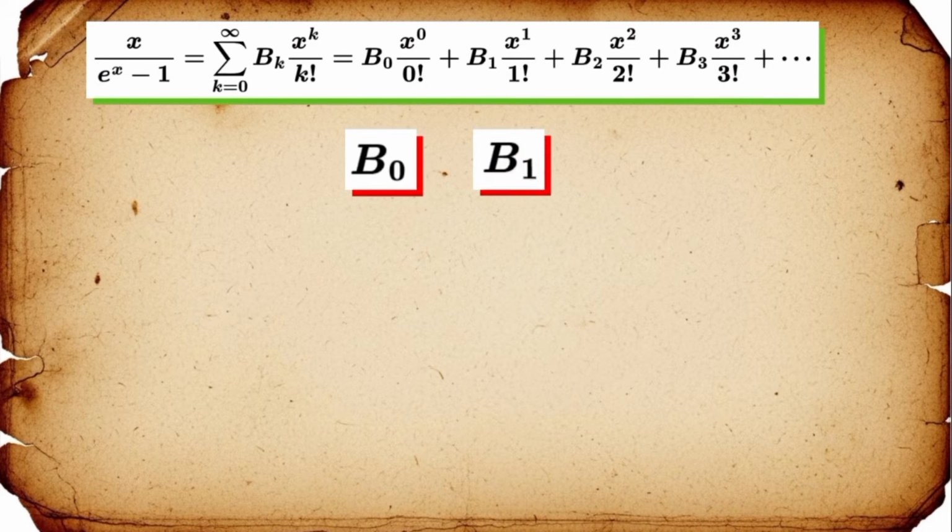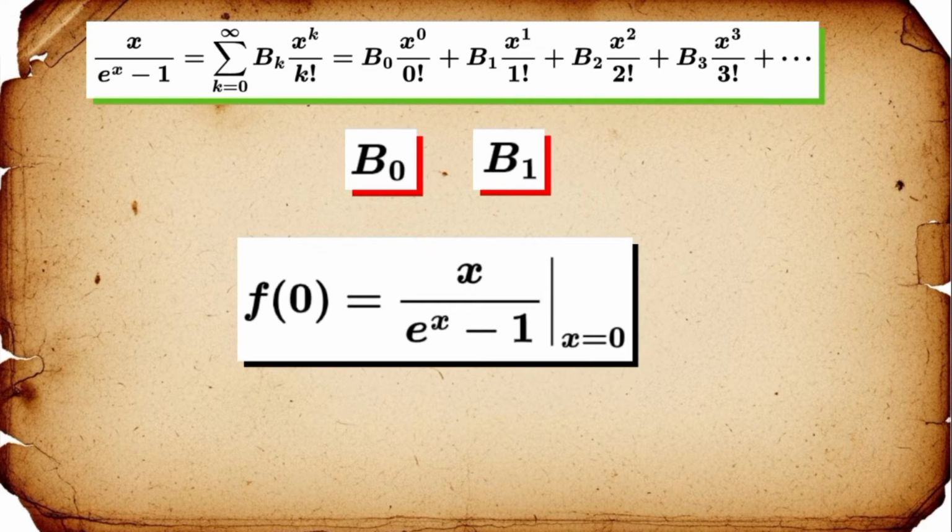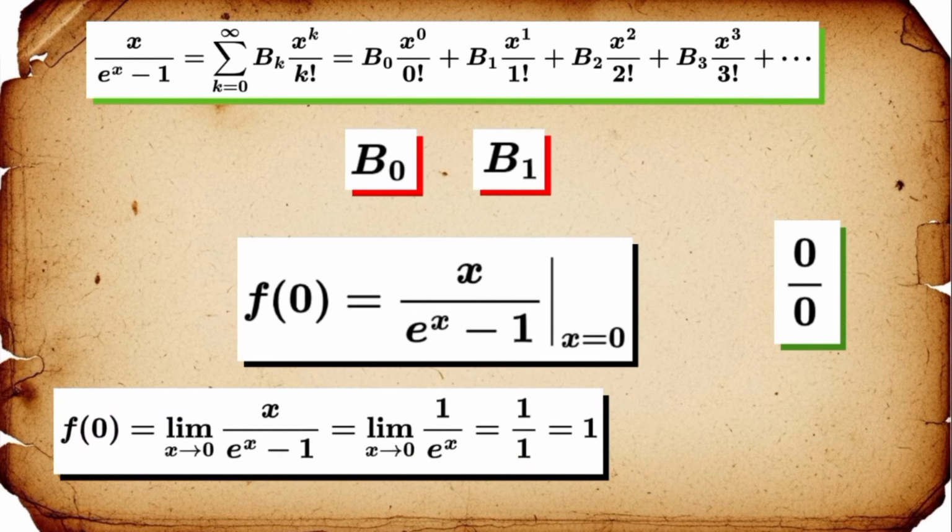To find f of 0, we need to evaluate x over the quantity e to the x minus 1 at x equals 0. We get 0 over 0, an indeterminate form. We use L'Hopital's rule. Taking the limit as x approaches 0, we differentiate the numerator and denominator. The calculation is shown, giving us the limit of 1 over e to the x, which, as x approaches 0, equals 1 over 1 equals 1. This matches b sub 0 equals 1.